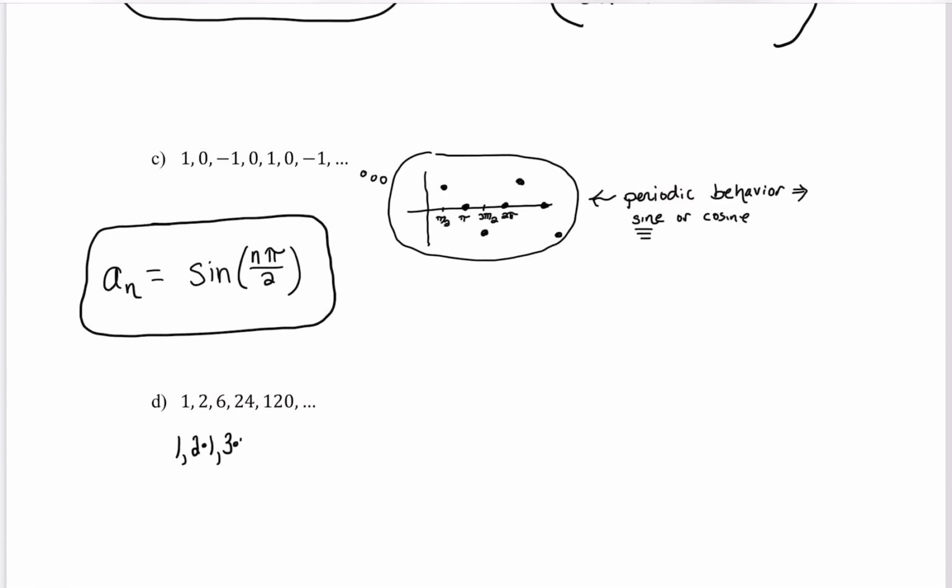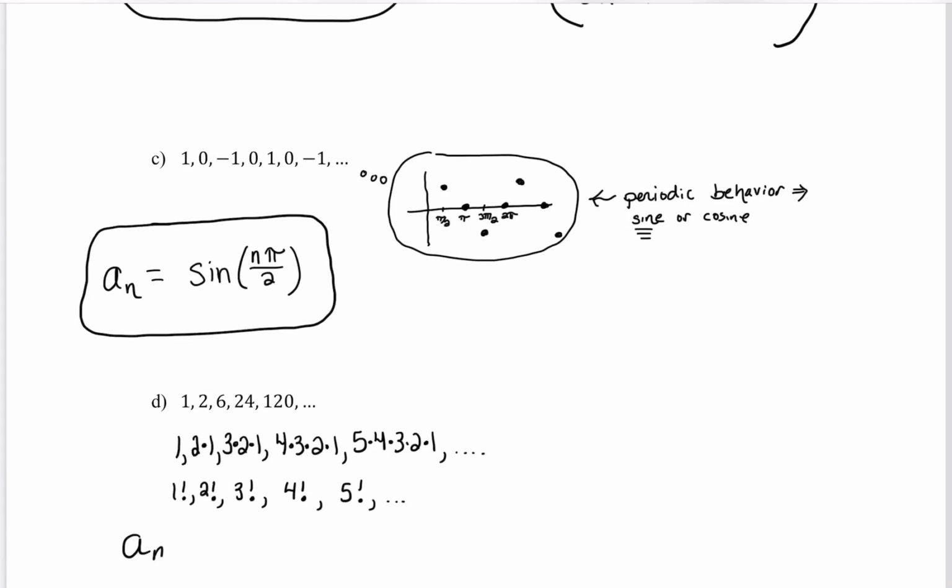6 is equal to 3 times 2 times 1. 24 is 4 times 3 times 2 times 1. 120 is 5 times 4 times 3 times 2 times 1. And these are the definitions of the factorial. So the factorial, by definition, is multiplying that natural number times every natural number decreasing by increments of 1 all the way down until you get to 1. So this is our definition of the factorial.